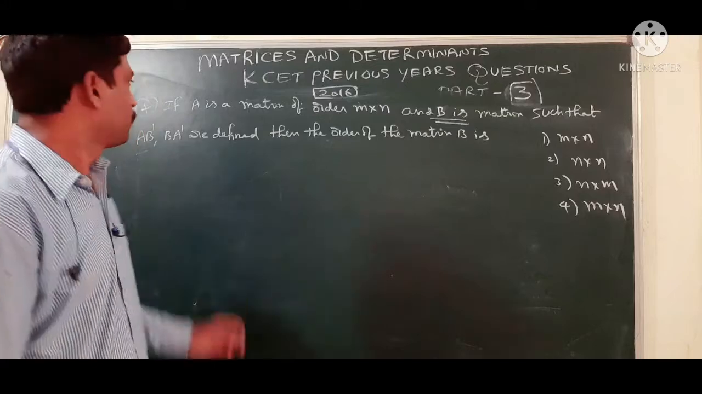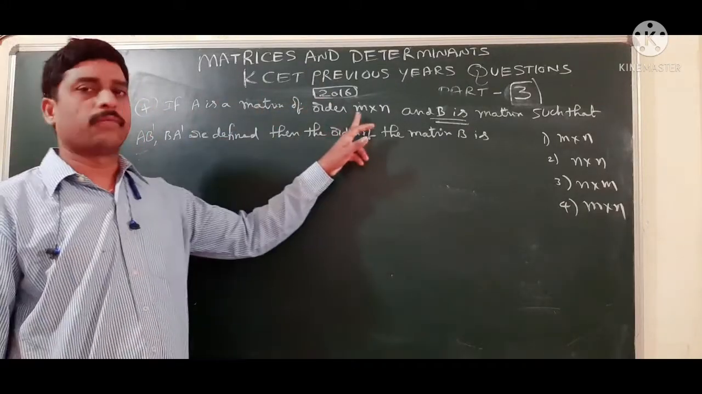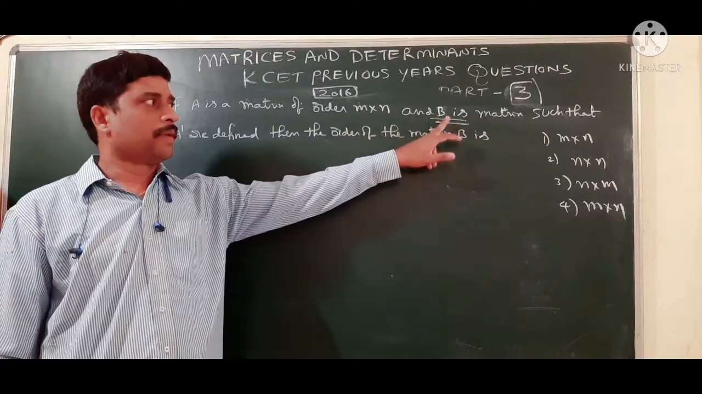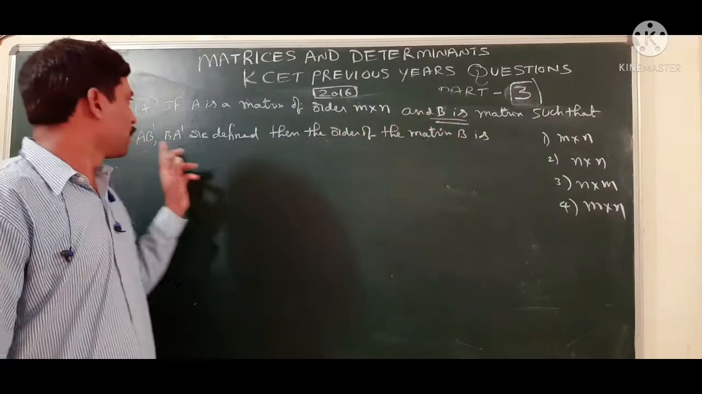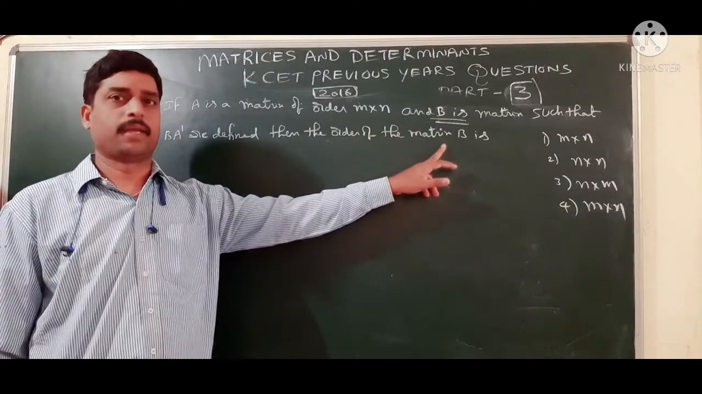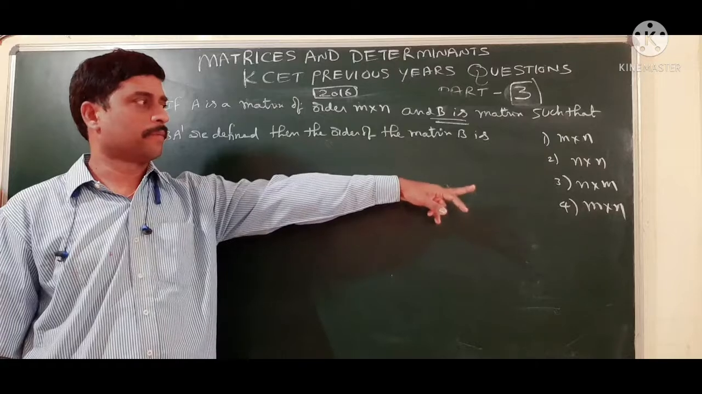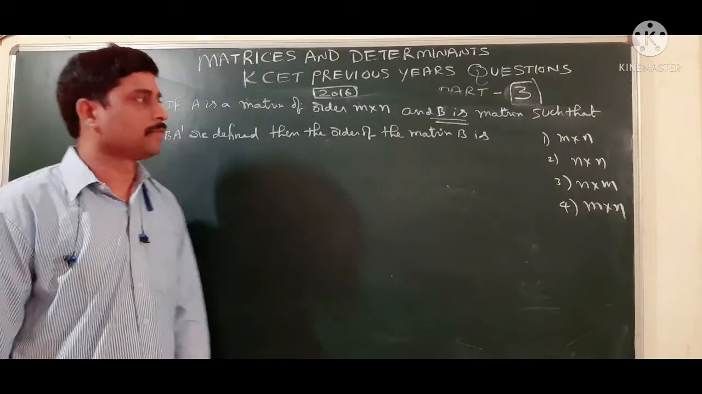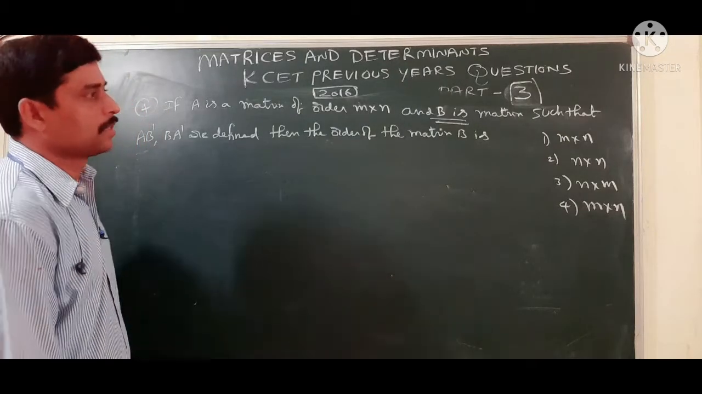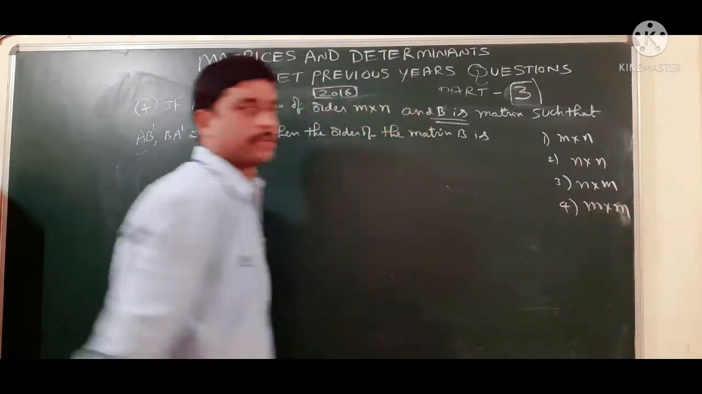Let us go to the next problem. Question number 4 from 2016. A is a matrix of order m by n and B is a matrix such that AB' and BA' are defined. Then the order of the matrix B is. Options given are m by m, n by m, n by m, m by n combinations. This is m by m, the fourth option.